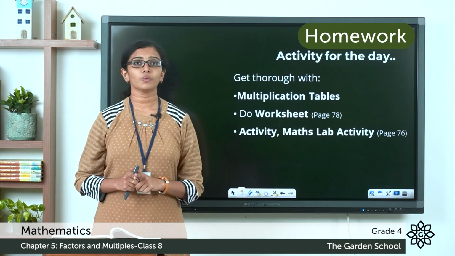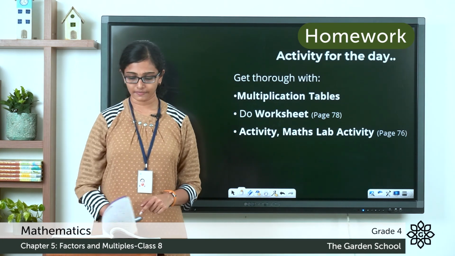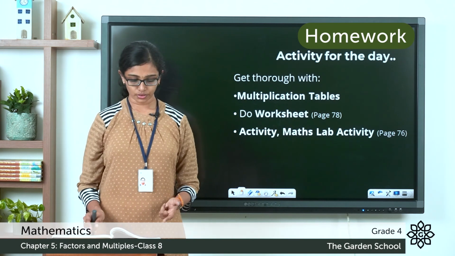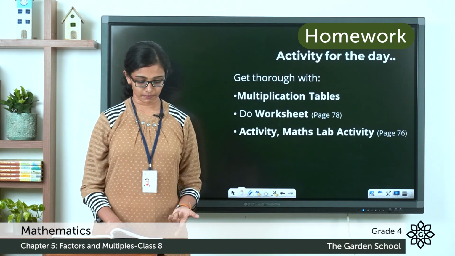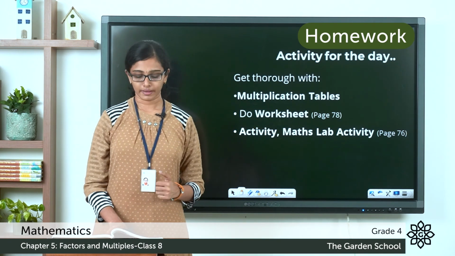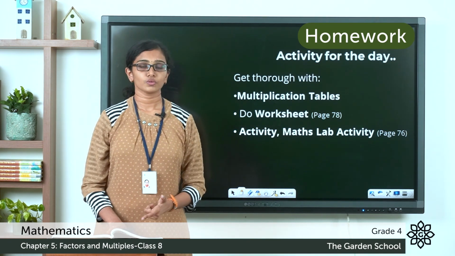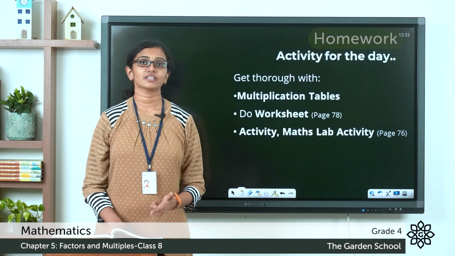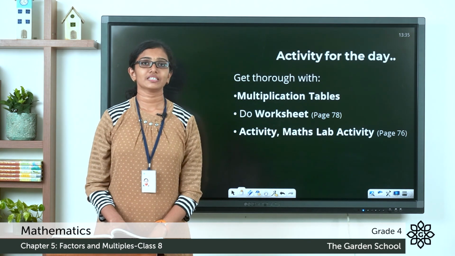Then you have to do a worksheet which is in page number 78, and also there are 2 activities listed in page number 76 under the heading activity and maths lab activity. So please go through those questions as well, and that's all for today. We'll meet in the next class.